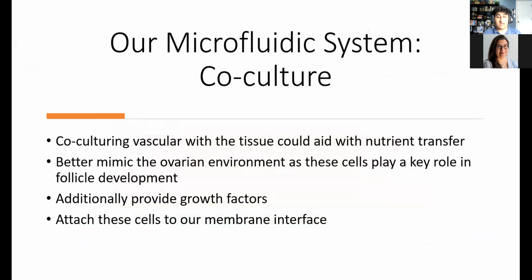How do we even better simulate the ovarian environment further than an air-liquid interface? Well, as we said, other cells outside of the follicle, like vascular cells, play an essential role in development. So we decided to co-culture, or also grow, these vascular cells with the tissue. And these vascular cells could aid with nutrient transfer like they do in the ovary. And these cells can also provide all these growth factors. So how do we co-culture these cells? Well, we attach them to the bottom of that nice yellow porous membrane, so that they'll be directly exposed to all these nutrients and fluid flow.